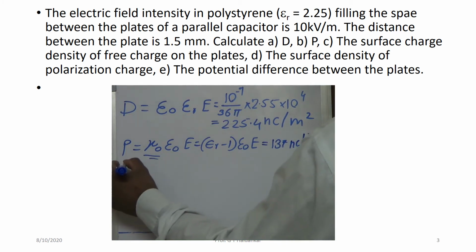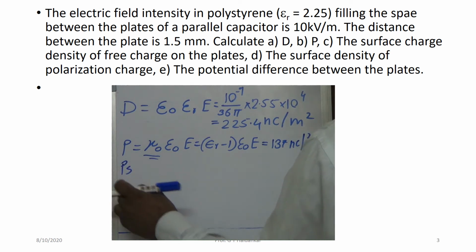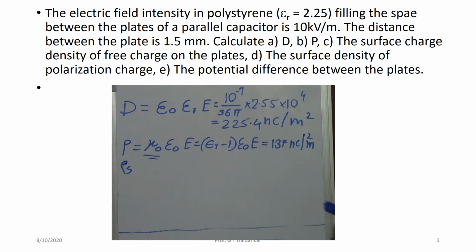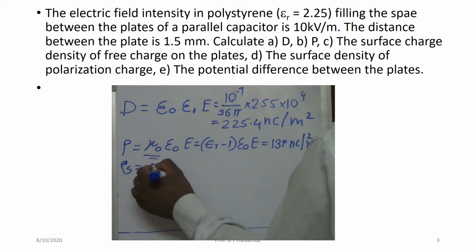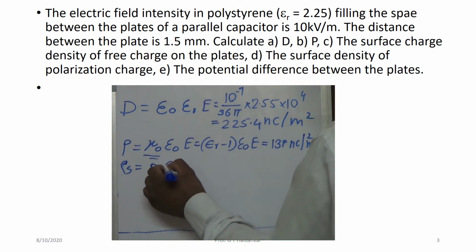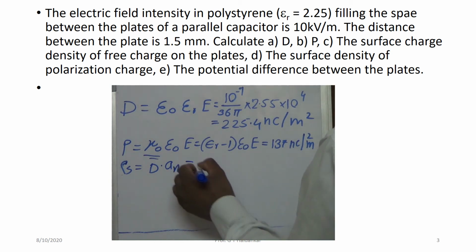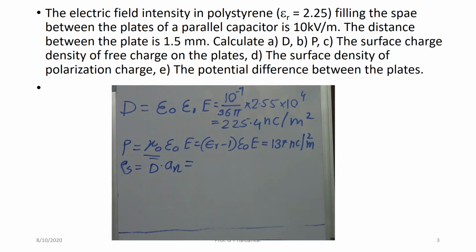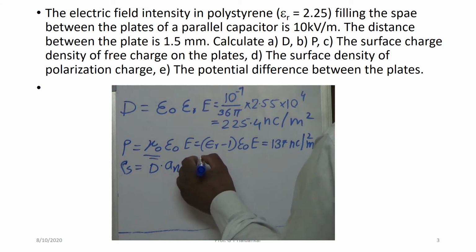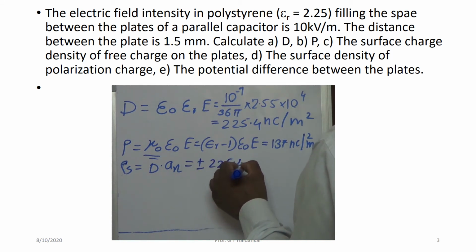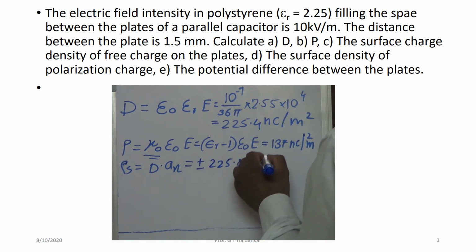Rho S. So here this is rho S. Rho S is the surface charge density. So surface charge density is equal to D into AN. D dot N. So if you find the dot product, you will get the surface charge density, where AN is the normal vector. So here you will get plus or minus 224.4, that is nanocoulomb per meter square.